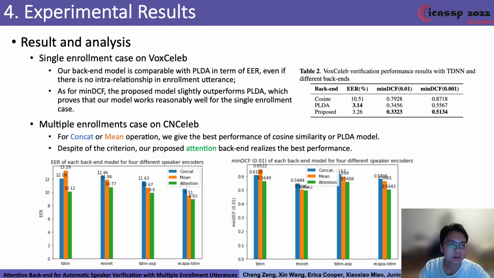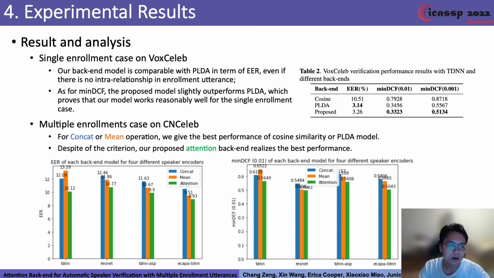Next, let's see the results and analysis. First is the single enrollment case on VoxCeleb. This table shows the result of the single enrollment case. From the table, we can find that our backend model is comparable with the PLDA model in terms of EER, even if there is no interrelationship in the enrollment utterances. As for the mean DCF, the proposed model slightly outperformed the PLDA model, which proves that our model works reasonably well for the single enrollment case.